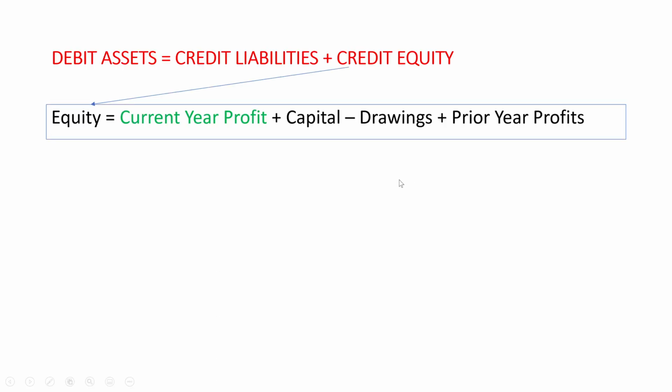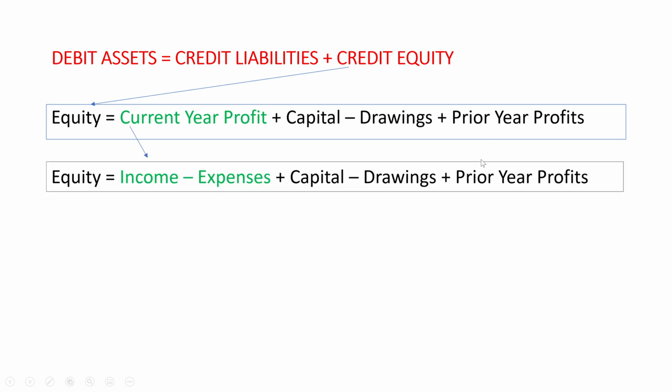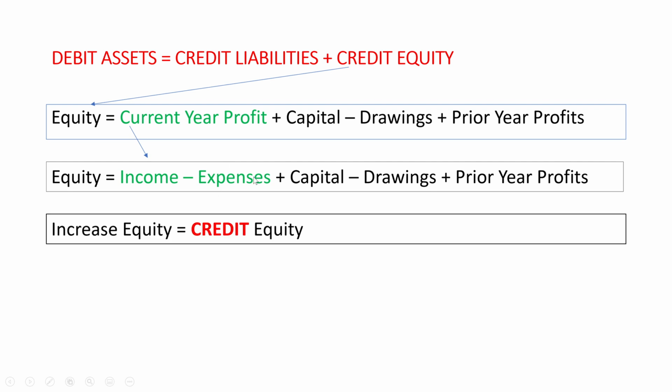So the equation we went through for equity is that equity generally is the same as current year profit plus capital minus drawings plus prior year profit. So current year profit and prior year profits are your total accumulated profits. We can replace current year profit with income minus expenses. Okay, so if I have higher income, I'm going to have higher equity, and if I have lower expenses, I'm going to have higher equity.